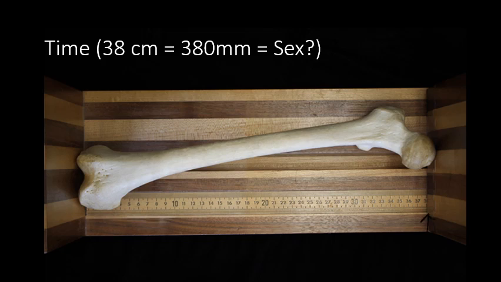Okay, so I'll use a red one. It's a little bit easier to see right there. 38 centimeters. We'll convert that to 380 millimeters. And how are we going to determine sex on that? Well, we said 480 was a male. We're seeing 380. We're going to definitely say female, correct? Let's write that in there.